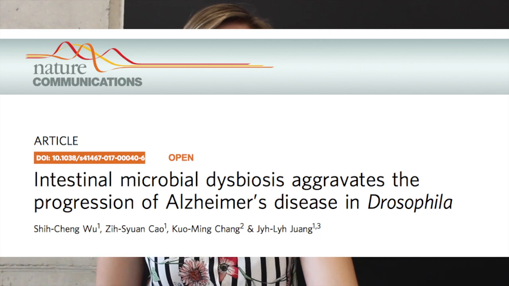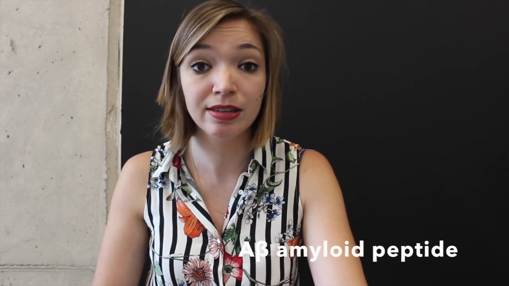Today we are going to talk about the role of gut microbiota in Alzheimer's disease. So Alzheimer's disease is a neurodegenerative disorder which is the most common cause for dementia. One of the things that cause these symptoms in Alzheimer's disease is the accumulation of beta-amyloid peptides inside the brain, causing inflammation and oxidative stress. So what's the relationship with this and the gut microbiota?